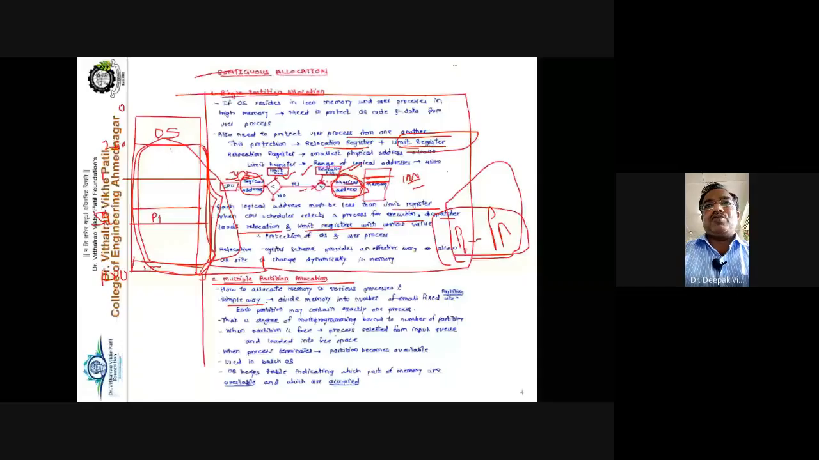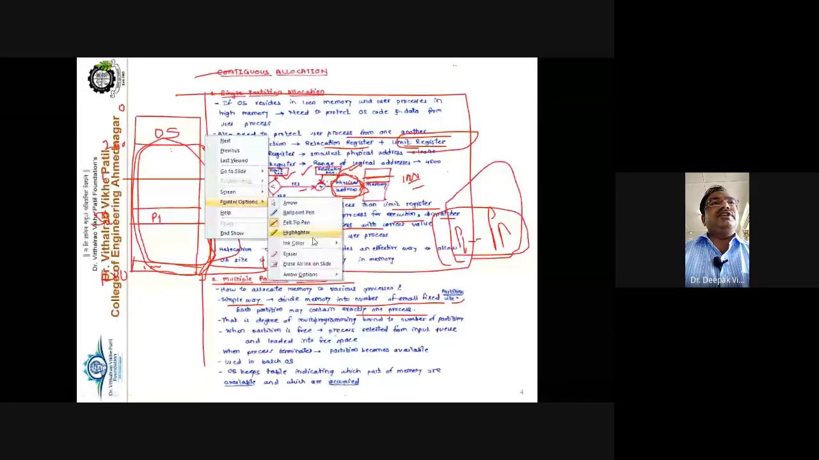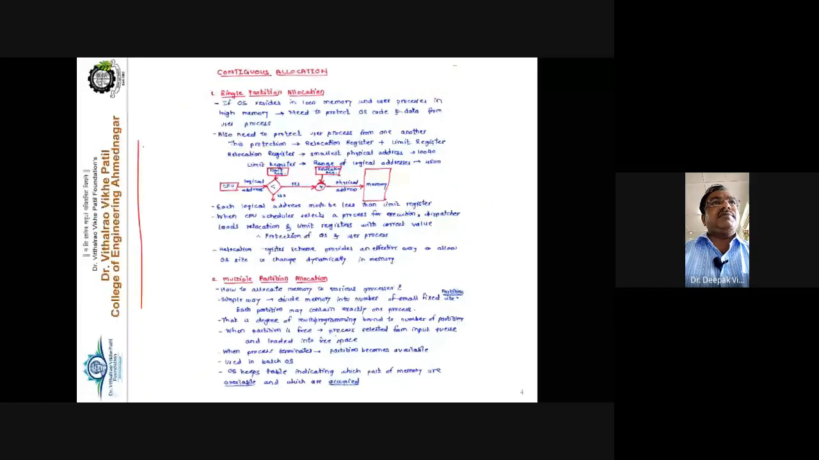In multiple partition allocation, memory is divided into a number of small fixed size partitions, and each partition may contain exactly one process. So again, consider the RAM memory. The initial part is allocated to the operating system, and the remaining block is reserved for users. It is partitioned into multiple partitions.